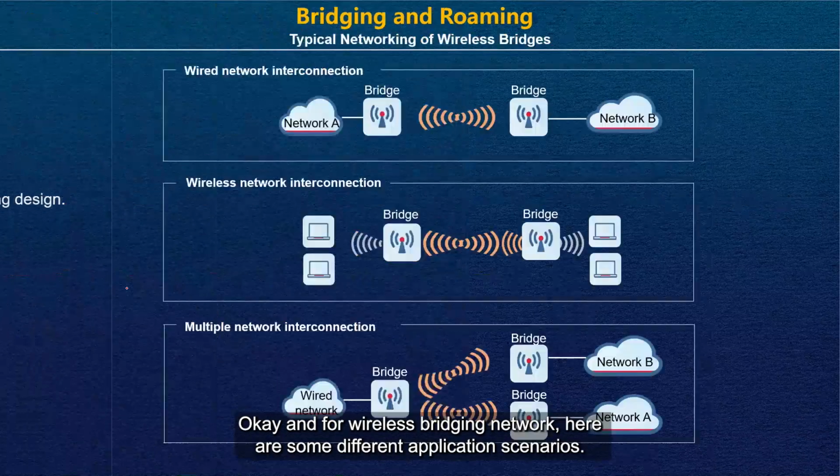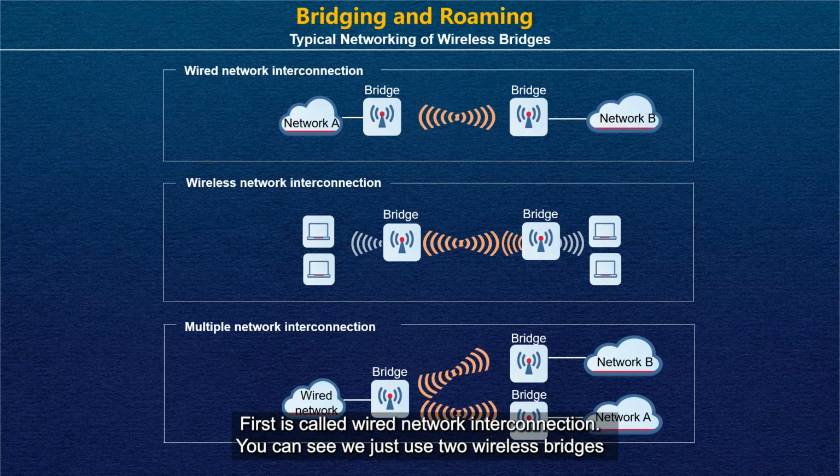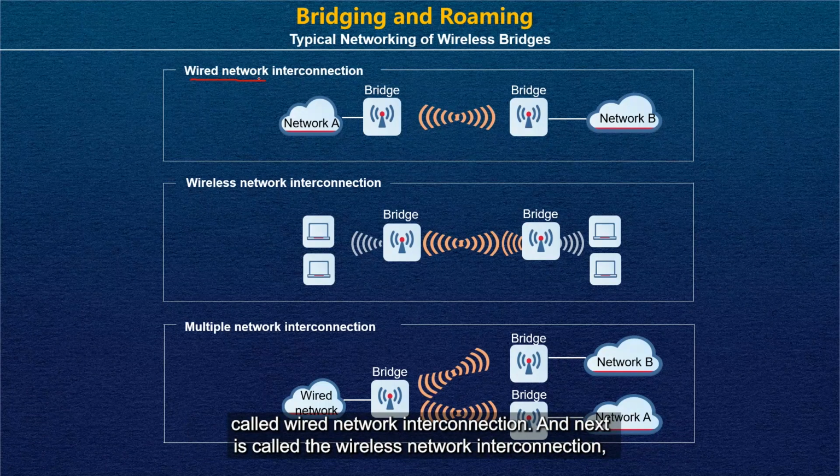Okay, and for the wireless bridging network, here are some different application scenarios. First is called wired network interconnection. You can see we just use two wireless bridges to connect network A and network B, and network A and B are both wired networks. So this is called wired network interconnection.